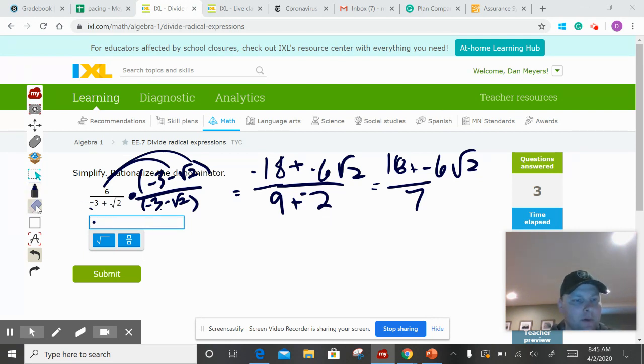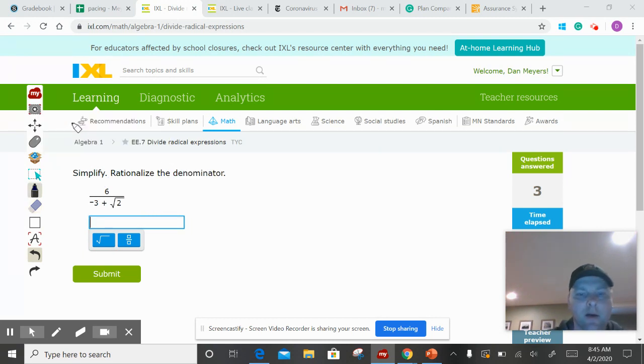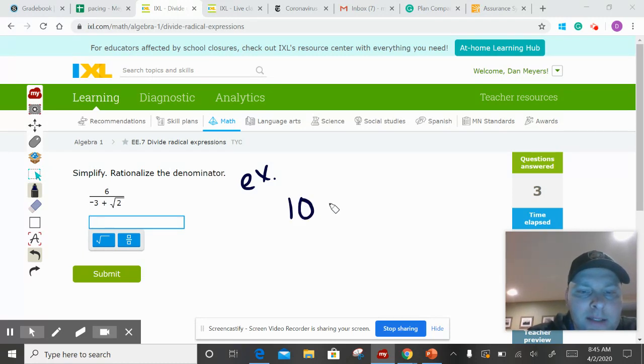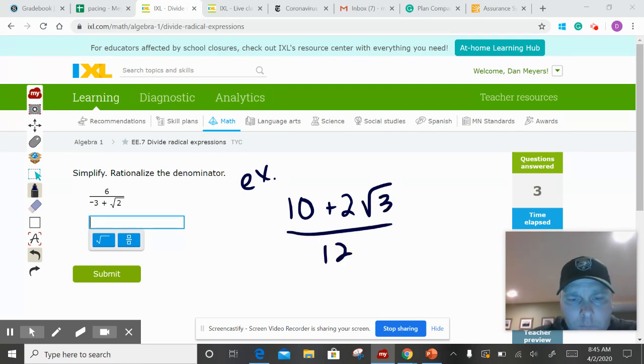One thing I want to do before I close out the video is talk about when they need to be simplified. Here's an example of one that would need to be simplified further. Let's just say you end with this: 10 plus 2 root 3 all over 12. This is not quite in simplest form right now because the top and the bottom of this can both be divided by 2. It's kind of like, for example, if you have the fraction 2/8, that's not in simplest form because the top and the bottom can both be divided by 2, and it goes down to 1/4.